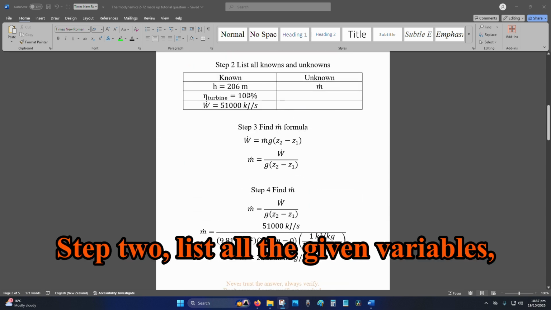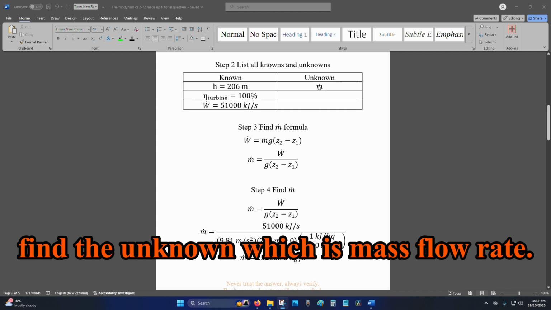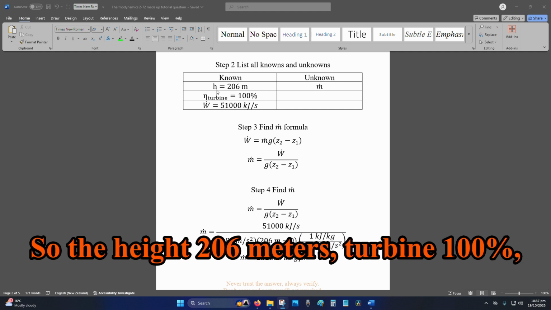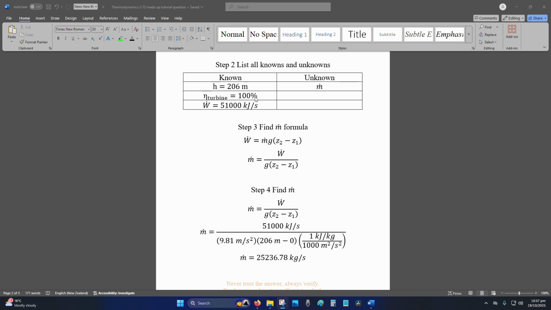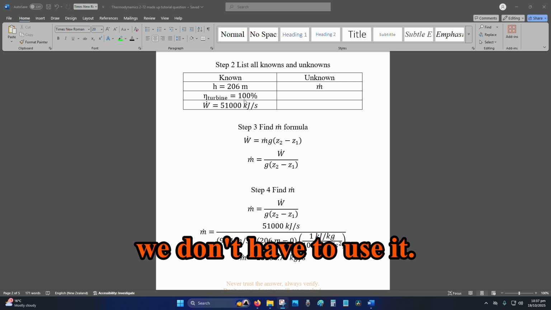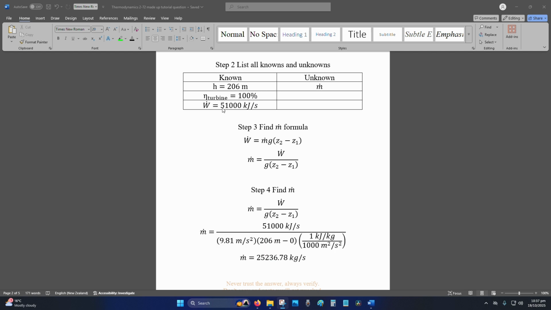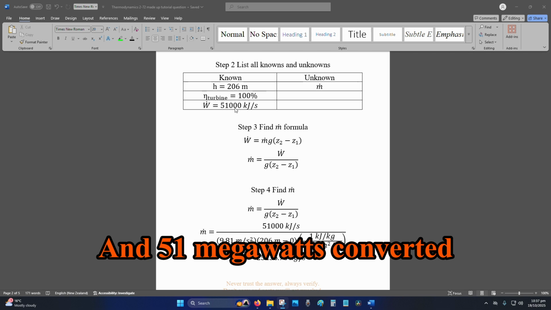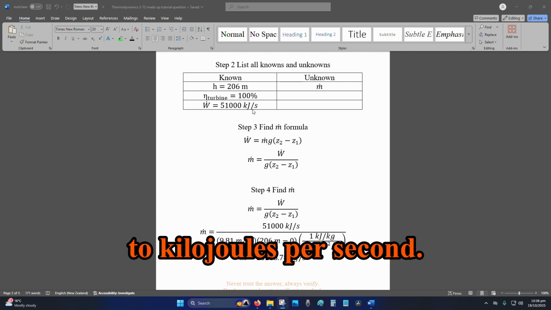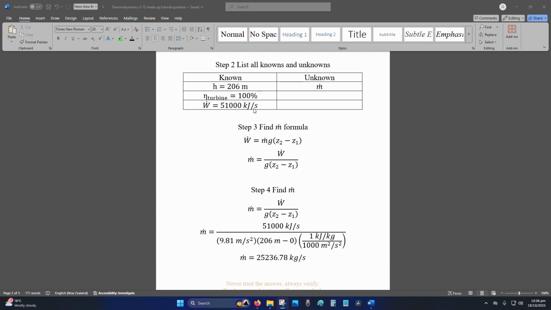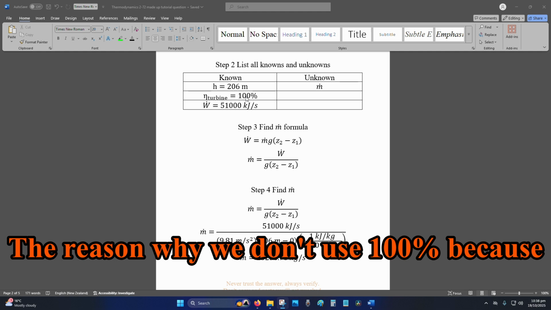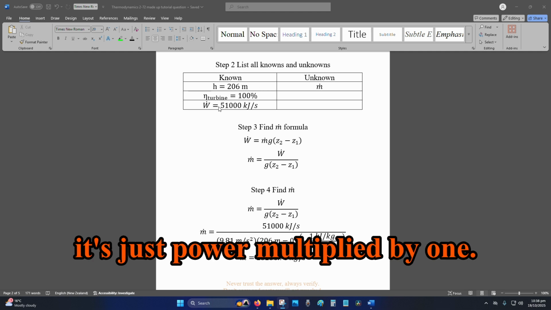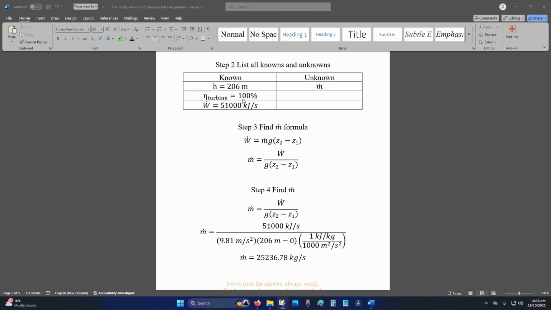Step 2, list all the given variables, find the unknown, which is mass flow rate. So the height, 206 meters, turbine, 100%. We don't have to use it. And 51 megawatts converted to kilojoules per second. The reason why we don't use 100% is because it's just power multiplied by 1.